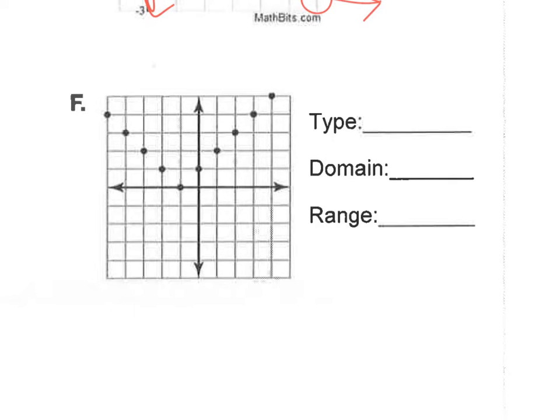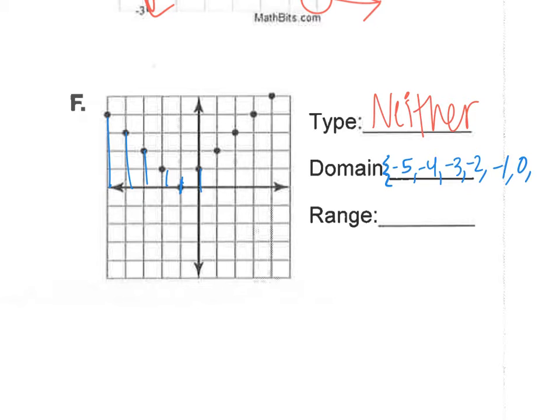And part F, this is a neither because it is not continuous, so it is none of the graphs. My domain, I'm going to list out all these x values. So I have -5, you want to write small, -4, -3, -2, -1, 0, 1, 2, 3, and 4. And remember, with discrete domains and ranges, we write the squiggly lines.